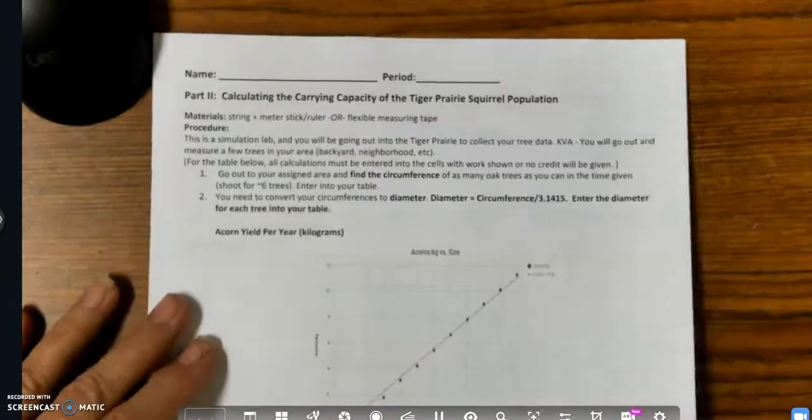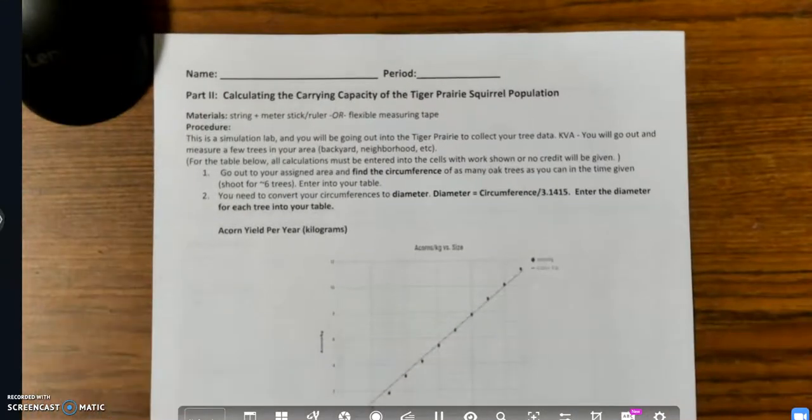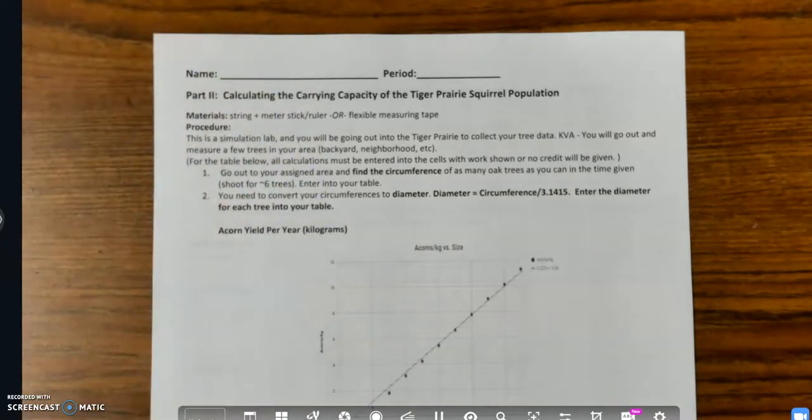Okay, so this video is to help KVA students get some data to do some calculations on the carrying capacity of Tiger Prairie squirrel population. This also might be helpful for face-to-face students that just need some help understanding how to do the calculations.